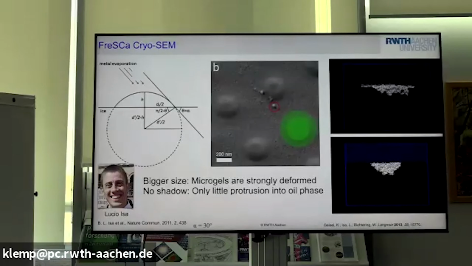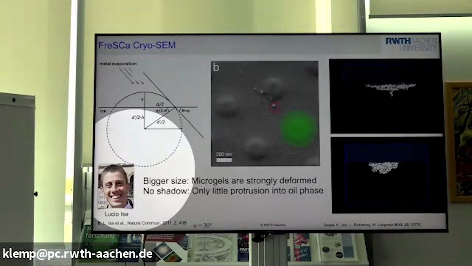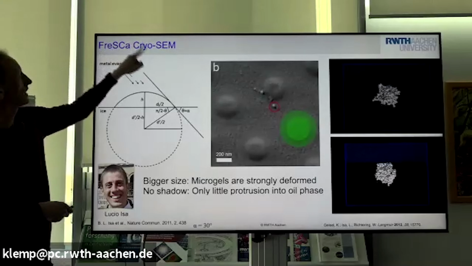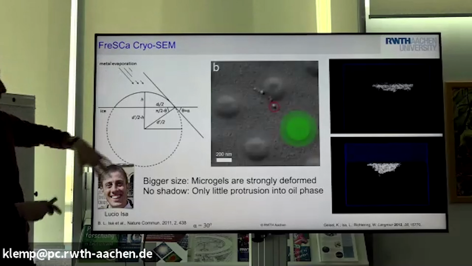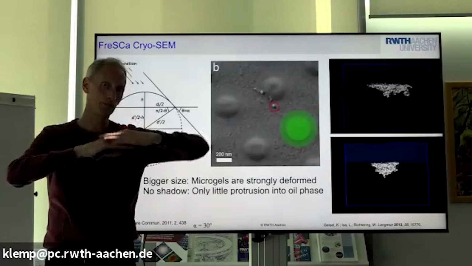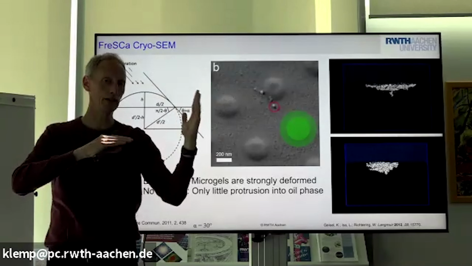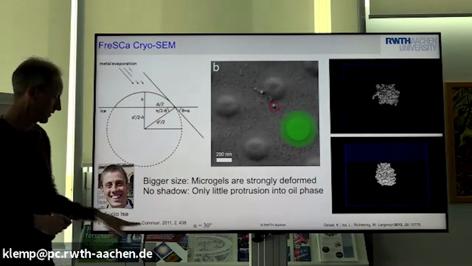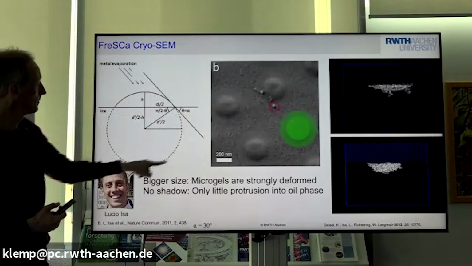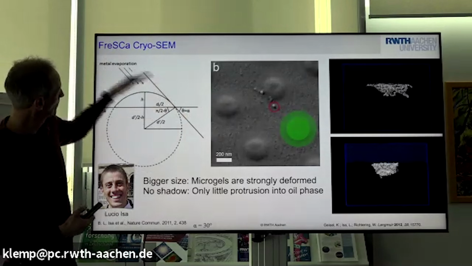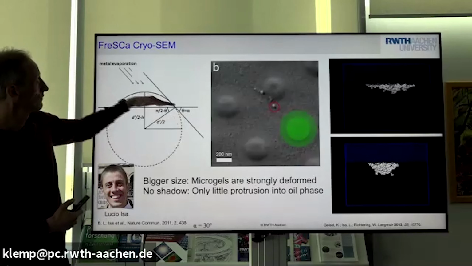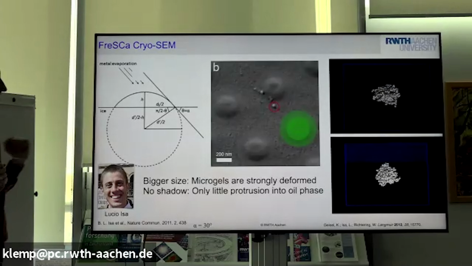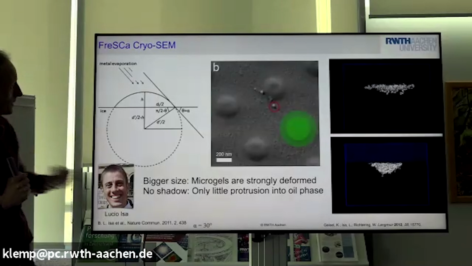So we have a nice collaboration with Lucio Isa from ETH Zurich, who developed what is called freeze-fracture shadow-casting cryo scanning electron microscopy. We put the sample, the microgels, at an interface, freeze it, break it, and then have a metal evaporation from the side. And he could show in this paper that if you have a rigid particle, you get a shadow from the metal evaporation here. And from that shadow, you can determine the contact angle of an individual particle. And when I saw this, I said, oh, we have to try this with our microgel. So we tried this, and this is the result we got.